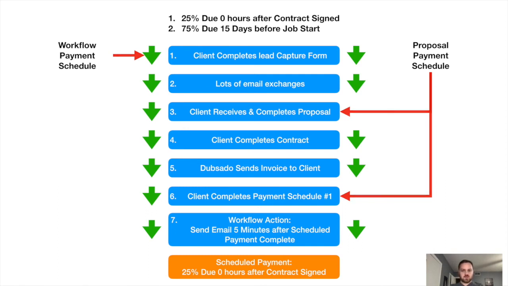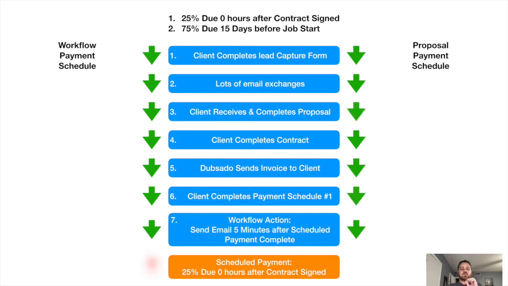Okay? So what ends up happening is when we get to the workflow step that says scheduled payment, the workflow is going, what payment? Nothing was made, but technically they did because they paid a down payment, right? They did, but what happened was they paid the payment schedule that was with the proposal, and they did not pay the payment schedule that was associated with the workflow.